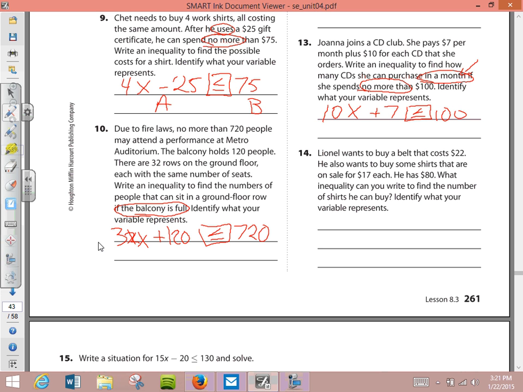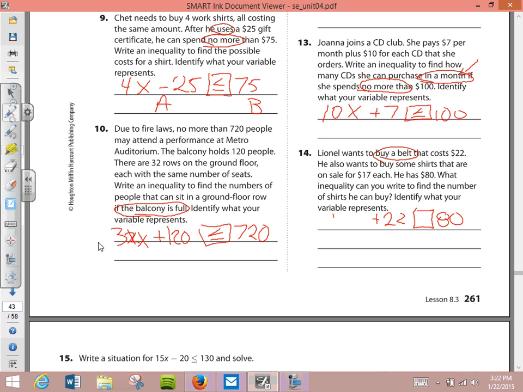Next one. Lionel wants to buy a belt that costs $22. He also wants to buy some shirts that are on sale for $17 each. He has $80. What inequality can you write to find the number of shirts he can buy? What is Y? 80. What is B? 22. Why is B 22? He only buys that one belt. That's it. That one belt, and it's the shirts that he might buy more than one, right?